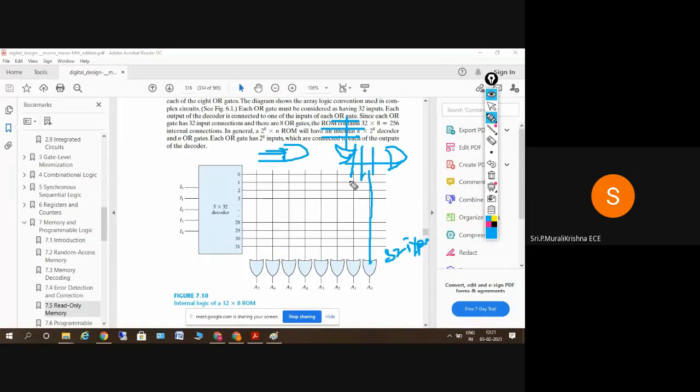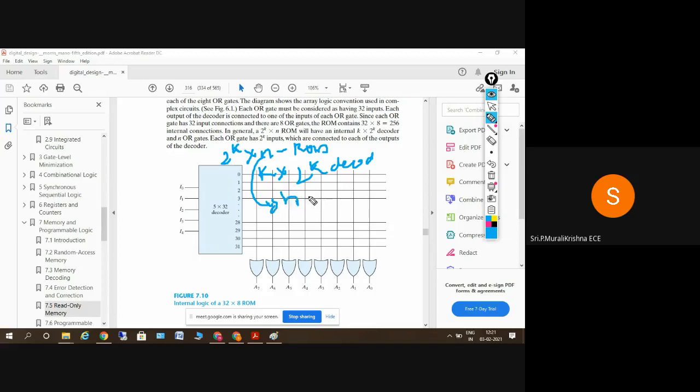Generally, in our case, we can draw it like this instead of the normal circuit diagram method. Here the ROM size is 2 power k into n. So we need one k into 2 power k decoder and n OR gates, and all the decoder outputs are connected to each and every OR gate. We have 8 OR gates, A0 to A7, and outputs 0 to 31 are connected to each one. I'll take an example of a truth table to show how the connections will be done here.